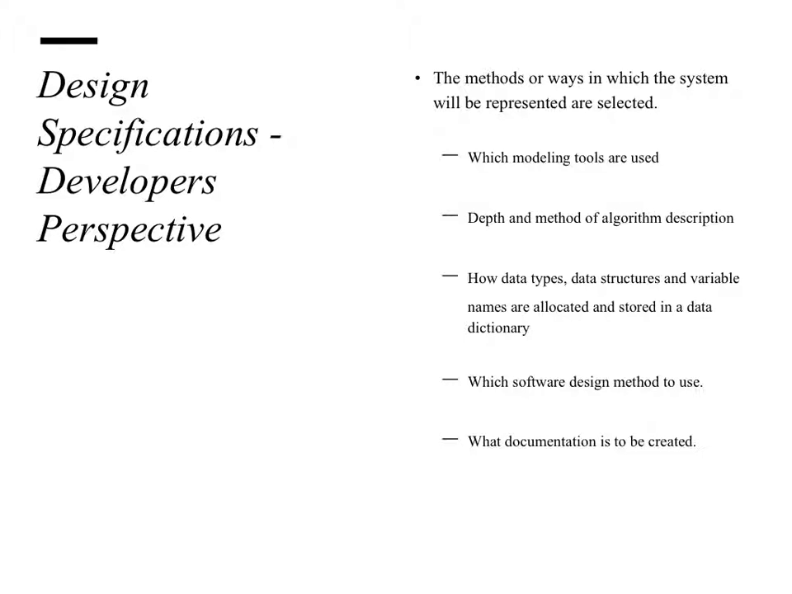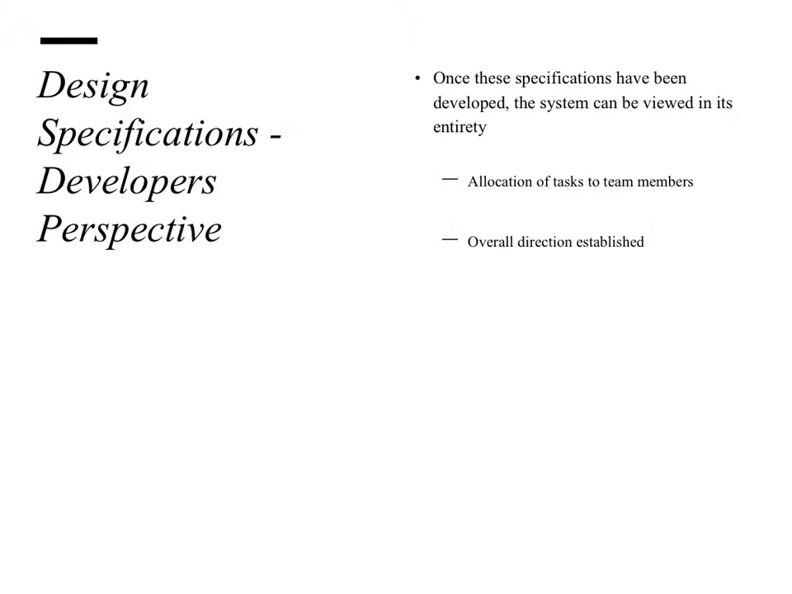What software design method or software design approach are we going to use? What development approach are we going to use? What documentation do we need to create around this? These are all the questions that need to be considered from the developer's perspective. Also, once these specifications have been developed, the developers can then say, okay, now we've got this developed, you're on this task, you're on this task, you're on this task, we're all on the same page, we've got the overall direction, let's go.